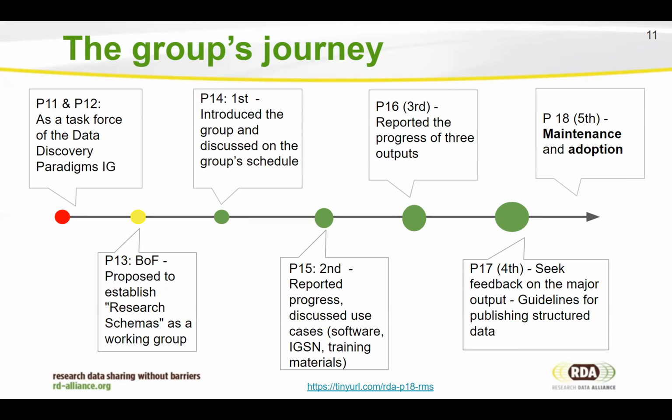So we started asking about people interested in this, and it started as a task force as part of the data discovery paradigms interest group. Then we decided to create the Research Metadata Schemas as a working group. We introduced the group, we started working on our different outcomes with discussions, with people participating. And then we started reporting this output and progress in different plenaries until the plenary today, when we are reporting our final outcome, which are the guidelines for publishing structured metadata on the web.